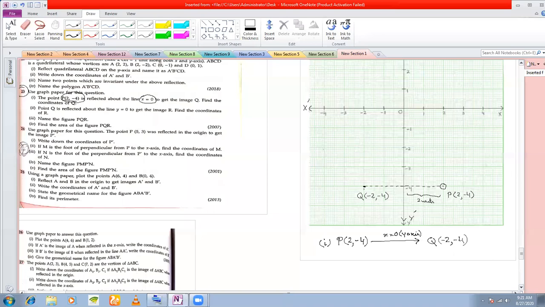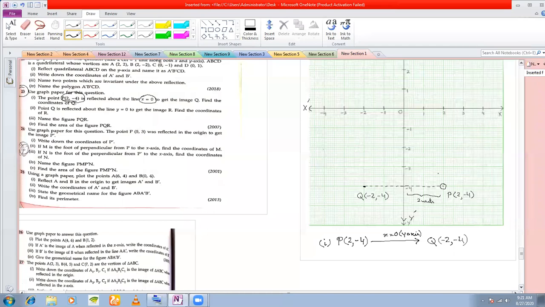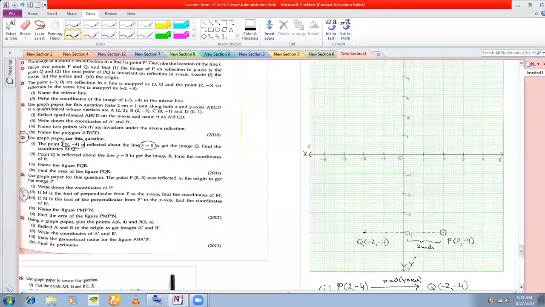Now this point Q, that is the image of P, is reflected about the line y = 0. Which line is y = 0? The x-axis, exactly. So y = 0 means the x-axis. We are about to reflect this point Q in the x-axis. So what we are going to do here is drop a perpendicular from here on the x-axis.